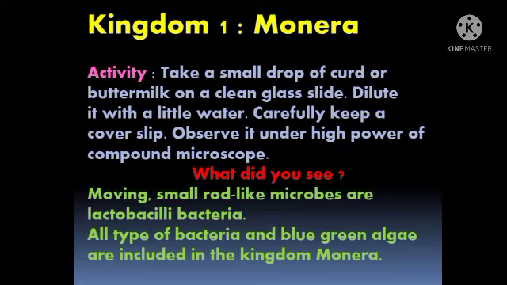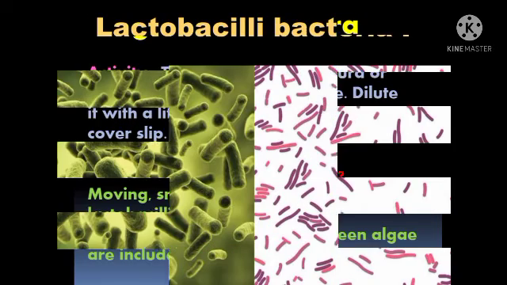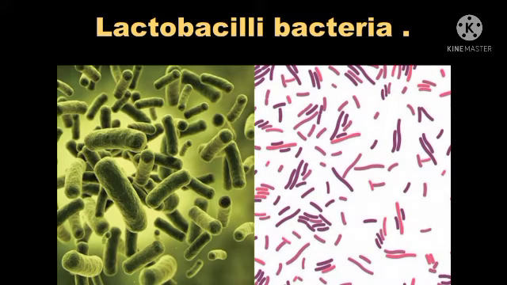Students, what do we have to do here? We have to take a small drop of curd on the slide. Curd means dahi, students. And after taking a drop of curd on the slide, we have to dilute it with a little water. We have to make it in a liquid form. Afterwards, keep a cover slip on it. And then we have to observe it under high power of a compound microscope. What did you see, students? Do you know what you are going to see?